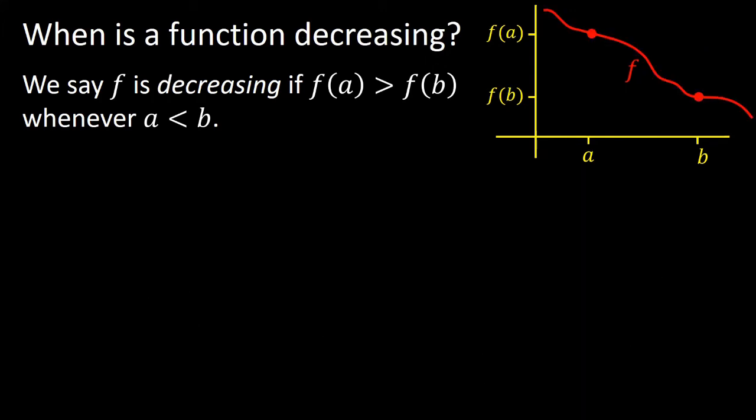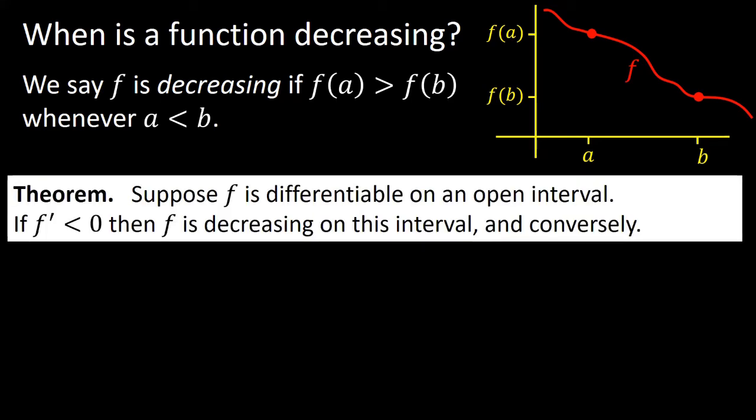Everything we did for increasing functions, you can also talk about for decreasing functions. A function is decreasing if its graph goes downwards. You don't need a function to be differentiable or even continuous to talk about this. This is a pre-calculus notion. It just means that as you go to the right on the graph, it goes down. Move to the right, it goes down. So if a is less than b, then f of a is bigger than f of b.